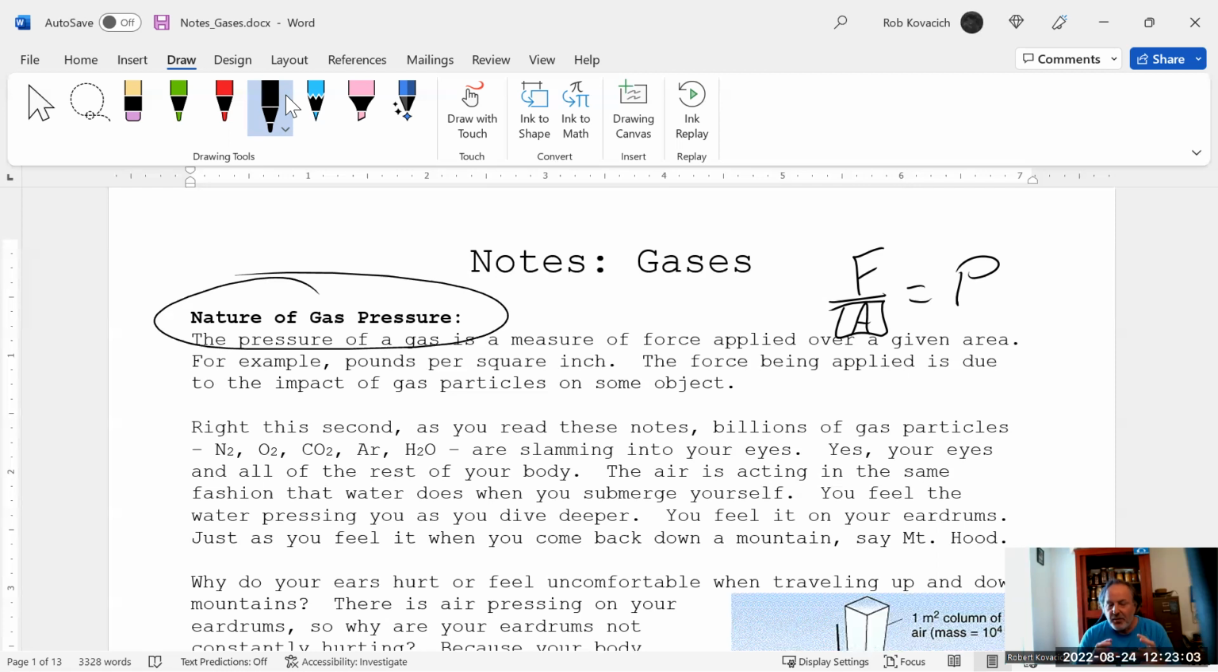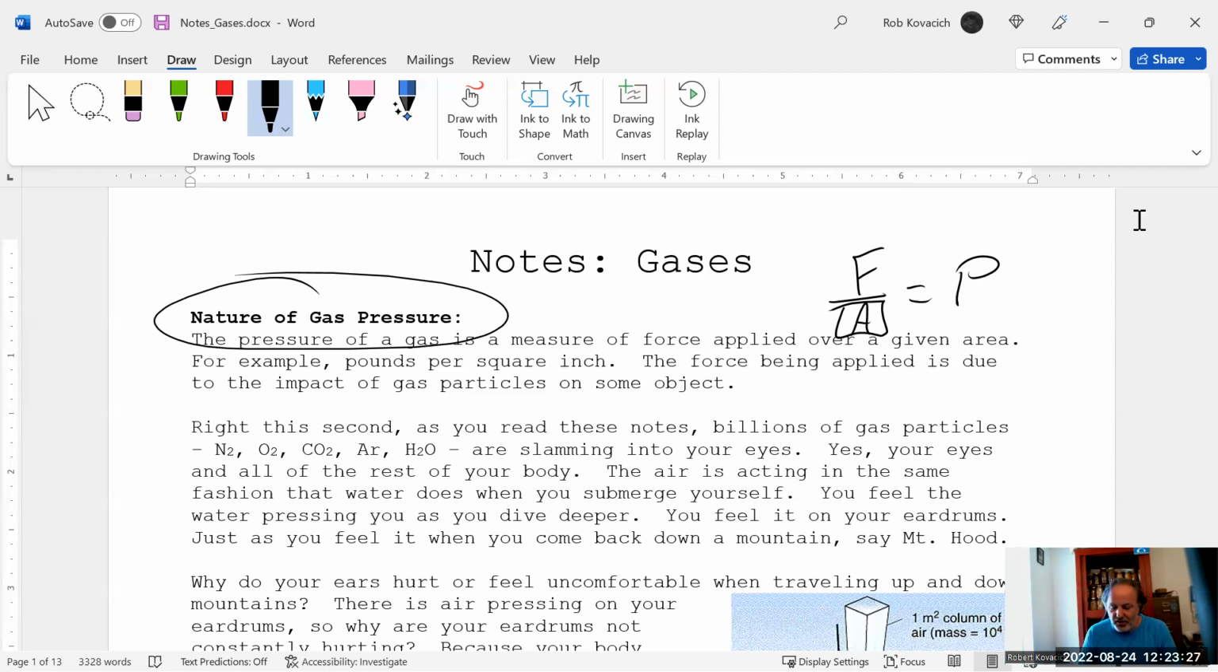But the important thing to understand is your body is the area and the force is the speed at which the particles are coming at you. So if you were to have more particles coming at you, or particles coming at you faster, then those particles would impart more pressure on you.